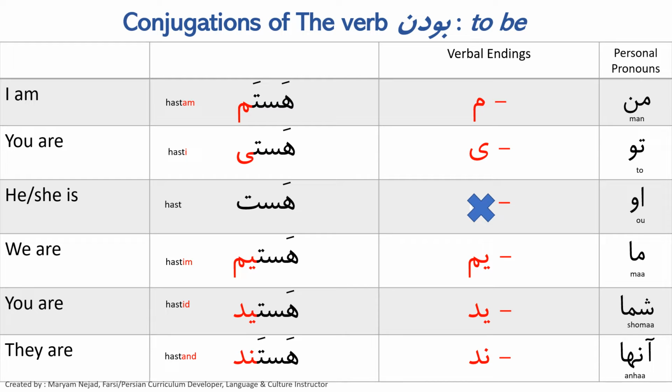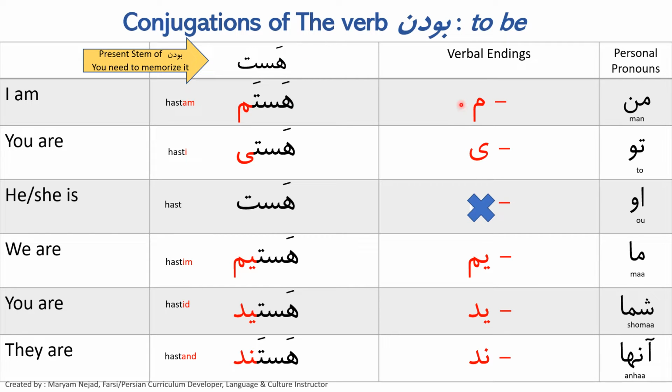Conjugations of the verb to be. So the verb to be in Farsi is بودن. Here in this table on the right side, you will see the personal pronouns. And then on the column next to it, you will see the verbal endings. Now, in order to conjugate the verb to be, بودن, in the present tense, we need the present stem of that. The present stem of بودن is hast. You just need to memorize it.